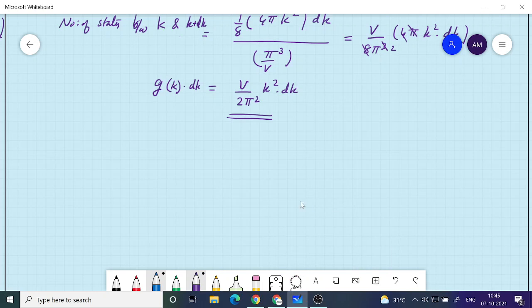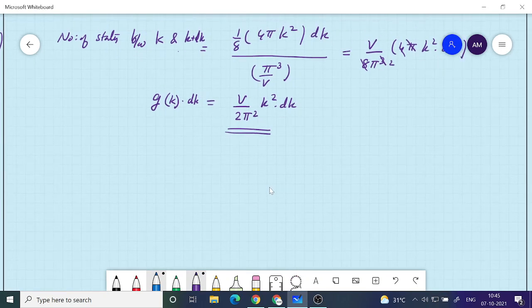So what we just got is basically the number of states between k and k plus dk, where k is the magnitude of the momentum. So you think about electrons having momentum k and momentum k plus dk. k is some value of momentum, and plus dk. If you increase the momentum by some amount dk, how many states are there in between?